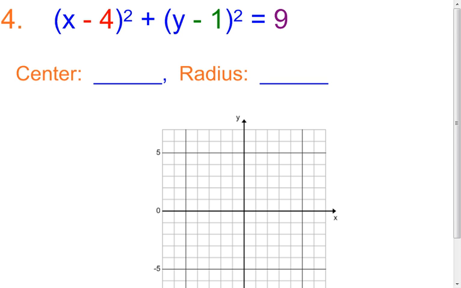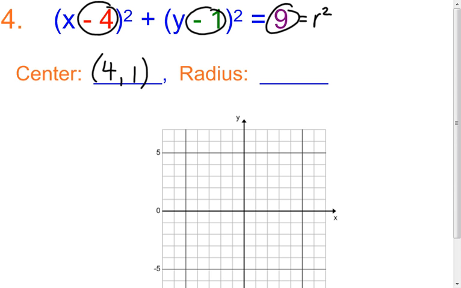All right, this time I gave you the equation and I want you to be able to give me the center. So here's the x-coordinate of your center. Here's the y-coordinate of your center. Remember the formula has minus in it. So when you pull it out, it's always going to be the opposite sign. So when I pull it out, it'll be 4 and 1. And of course, this right here is your radius squared. So then your radius is the square root of 9, which of course is 3.